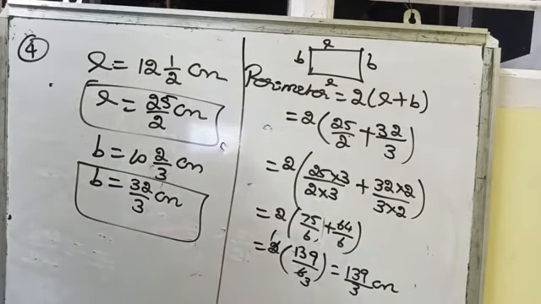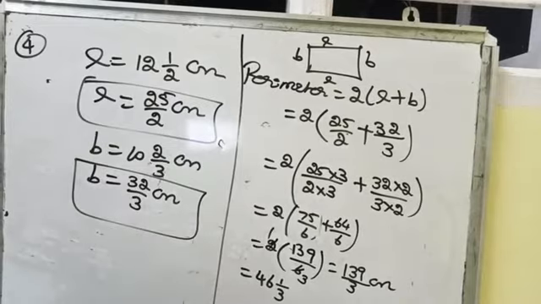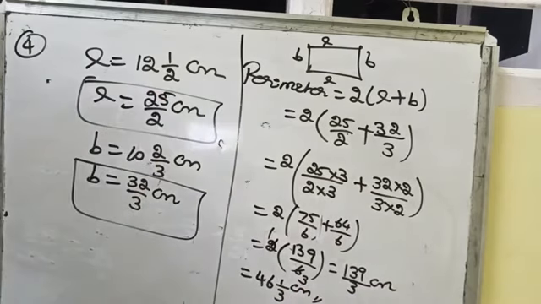Again, if you want to simplify more, 4 3s are 12, 6 3s are 18, and the remainder is 1. So it is 46 1 by 3 centimeters, which is the perimeter of the rectangular sheet. Here I wrote only the perimeter; it is the perimeter of the rectangular sheet, otherwise the perimeter of the rectangle. Are you getting it?